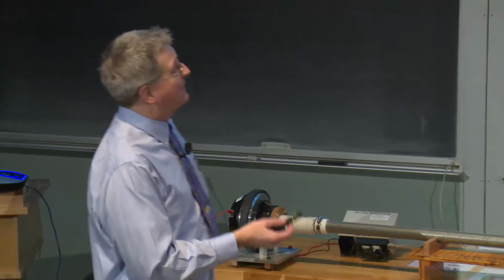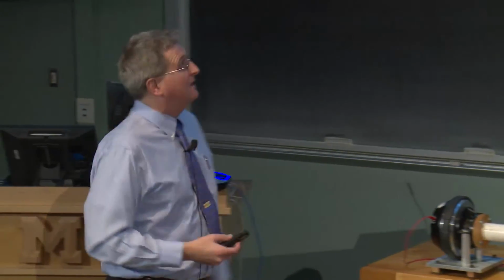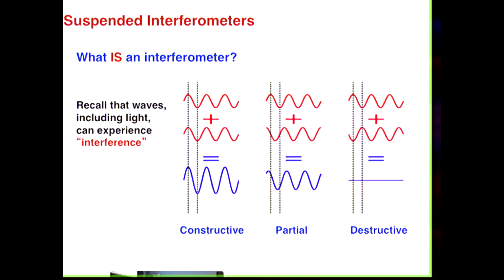So there are a number of bars that try to run as much as they can during day and night. All right, now let me go back to this other method, suspended interferometers. First, let me talk about what an interferometer is. So we're using laser light, which are electromagnetic waves.